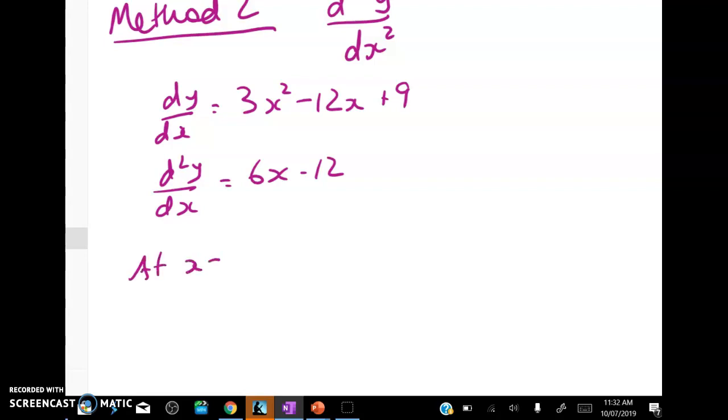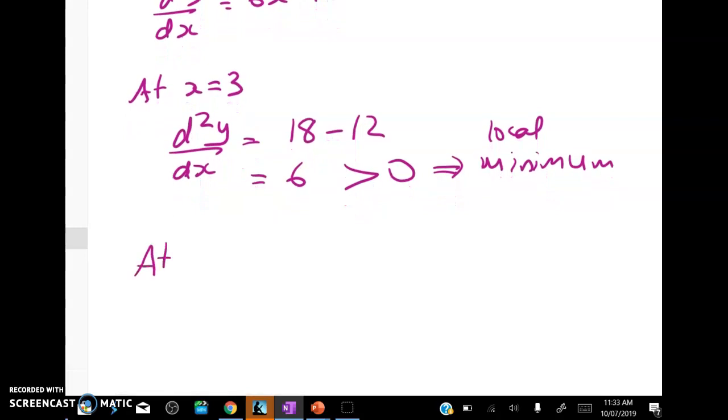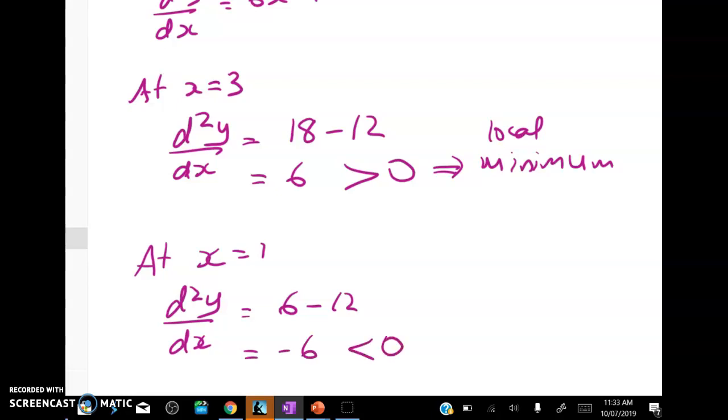So at x equals 3, the second derivative is equal to 18 minus 12, and that's 6. And that's positive, so that means we've found a local minimum. And I'll show you why in a second. At x equals 1, our second derivative is equal to 6 ones, so 6 minus 12, which is negative 6, which is less than 0. So that means we've found a local max.